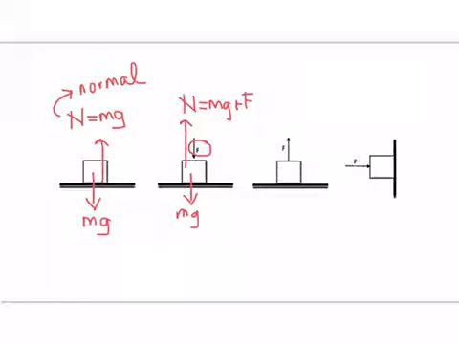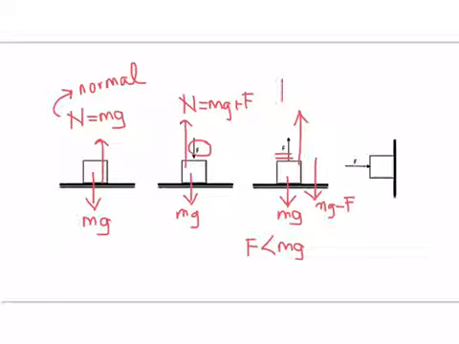In the third one, I am pulling the object up with an amount of F. There's also a force, the weight of the object. Think of the F as smaller than the weight of the object. So the exerted net force will be equal to mg minus F. So the reaction force will be equal to mg minus F.